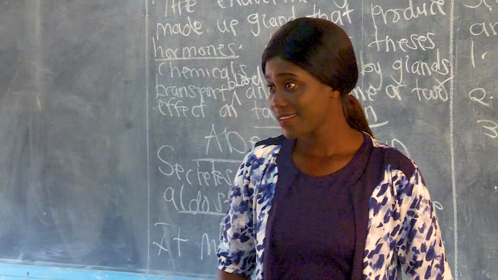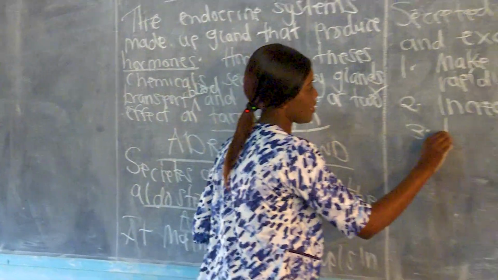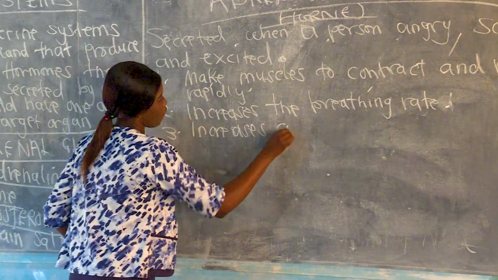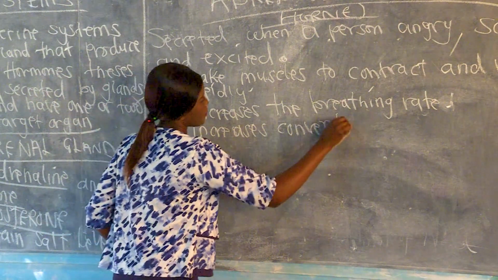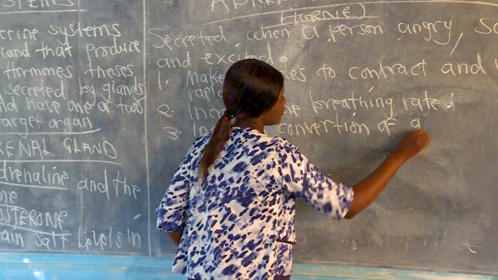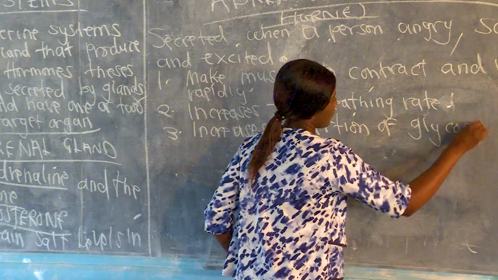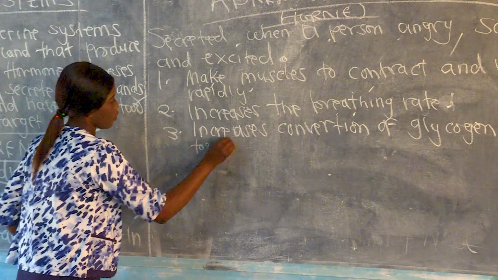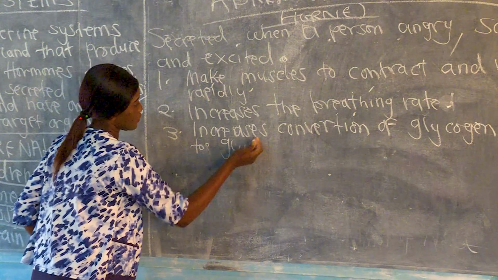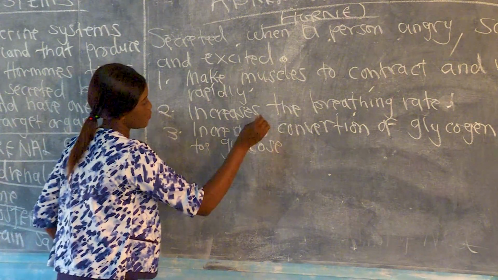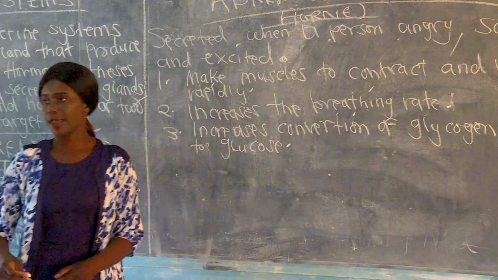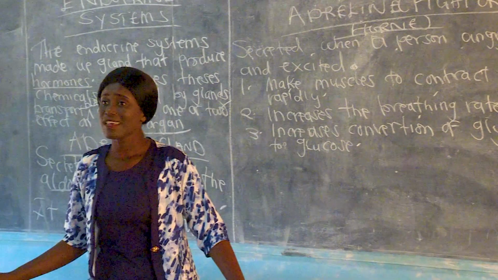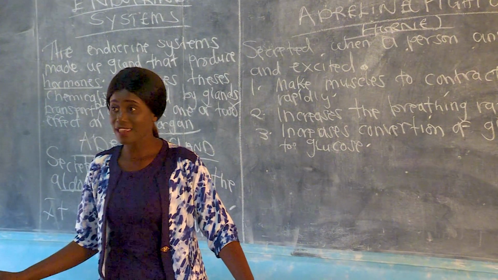You get the point? So it increases conversion of glycogen to glucose. Glucose that will be used during respiration to produce energy that will be used to fight or to run away. Okay. The other thing that adrenaline does is to increase blood circulation.